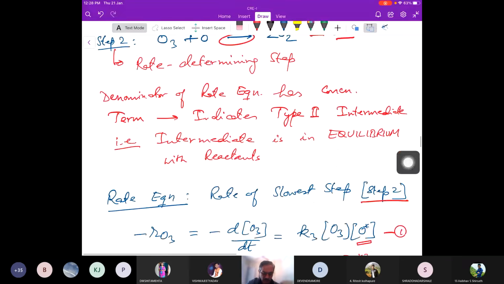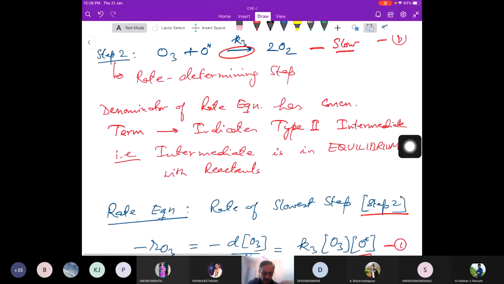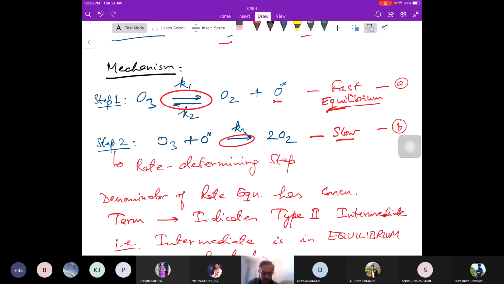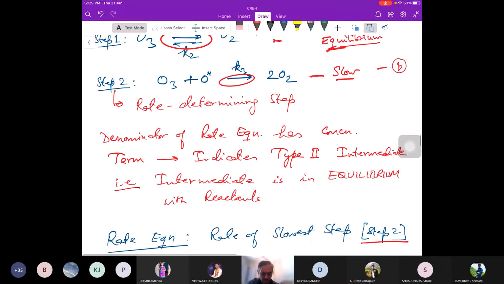So that's why we are essentially saying कि ये जो फर्स्ट स्टेप है, इक्विलिब्रियम, यहाँ से हमारे को we will find out कि what is the O star concentration or intermediate concentration, and use that in the second step to find out what is the rate of decomposition. ठीक है?